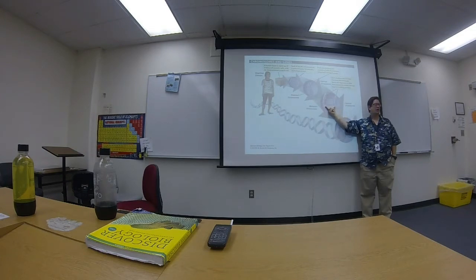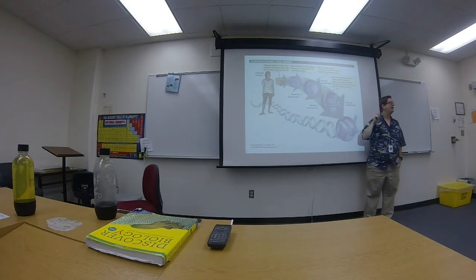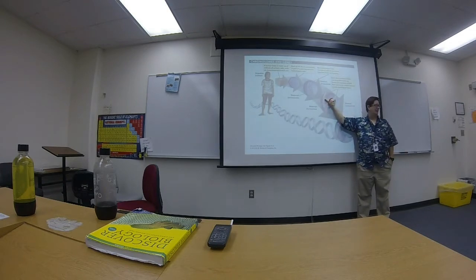So she should have two copies of D. Does she have two copies of D? She should have two copies of A. But are they all the same version of that gene? No. Both of A are the same. So we're going to say that she is homozygous. Remember, homo means the same. We're going to say she is homozygous for A.